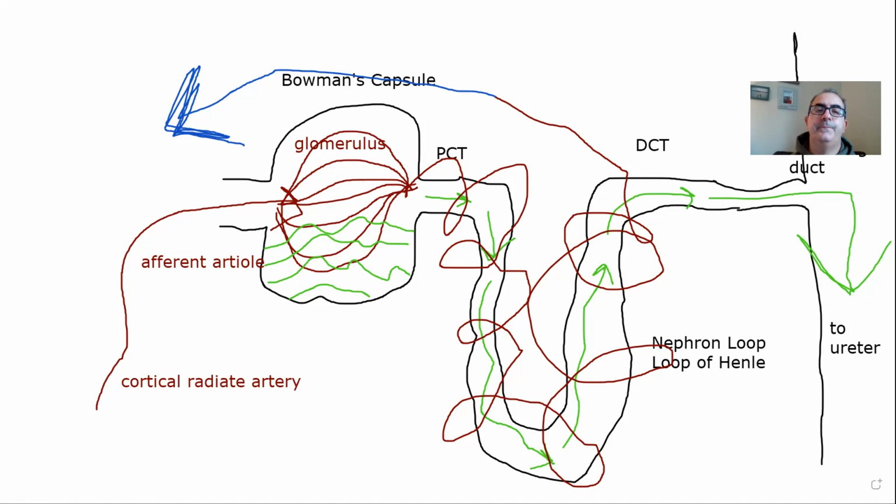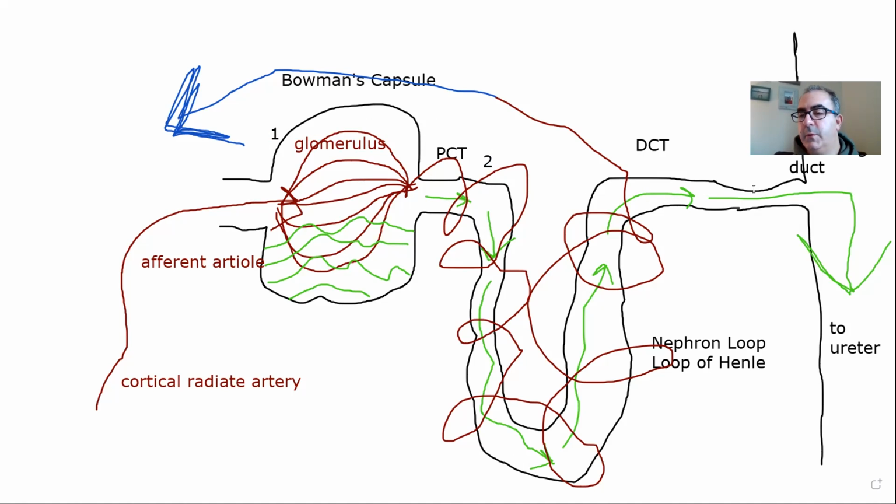So I'm gonna put a 1 right there, and I'm gonna put a 2 right here. So in step 1, too much gets filtered out. In step 2, what you're doing is you're reabsorbing into the bloodstream. You're reabsorbing the nutrients that you need, right? Because you don't want to lose all of those nutrients. You want to reabsorb some of those.